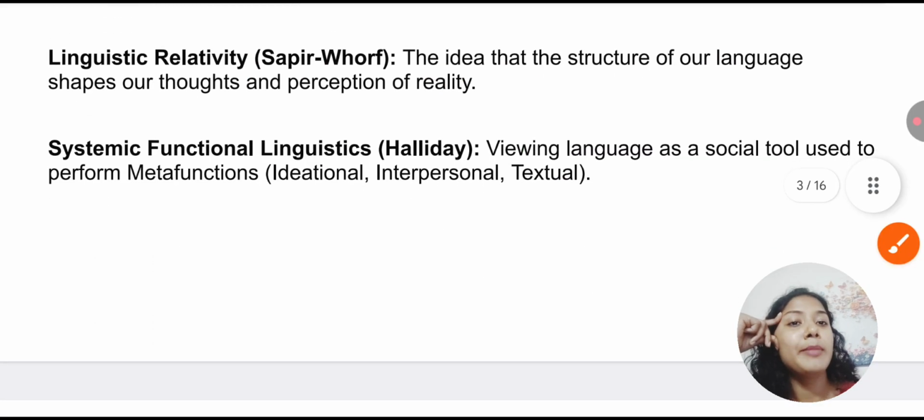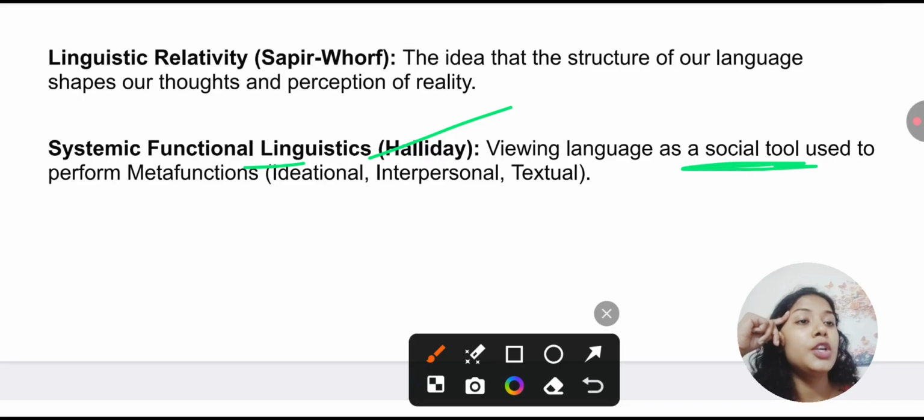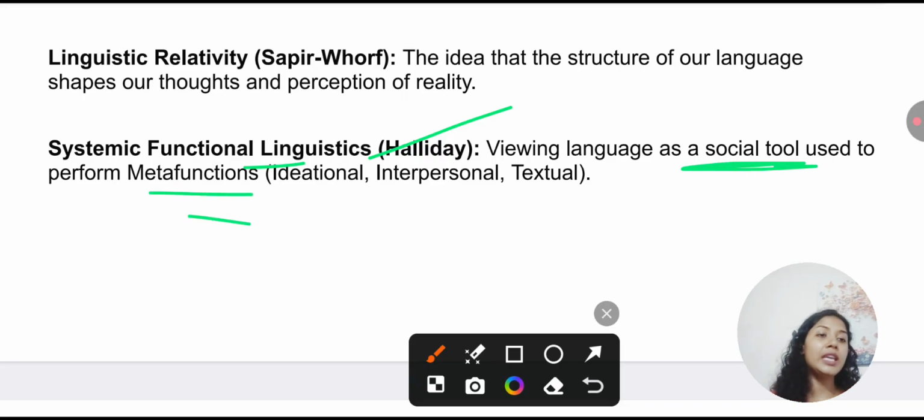Okay, systemic functional linguistics. It is a concept by Halliday. Here you have to view language as a social tool used to perform the metafunctions, like the ideational, interpersonal, or the textual context. So this is the systemic function.